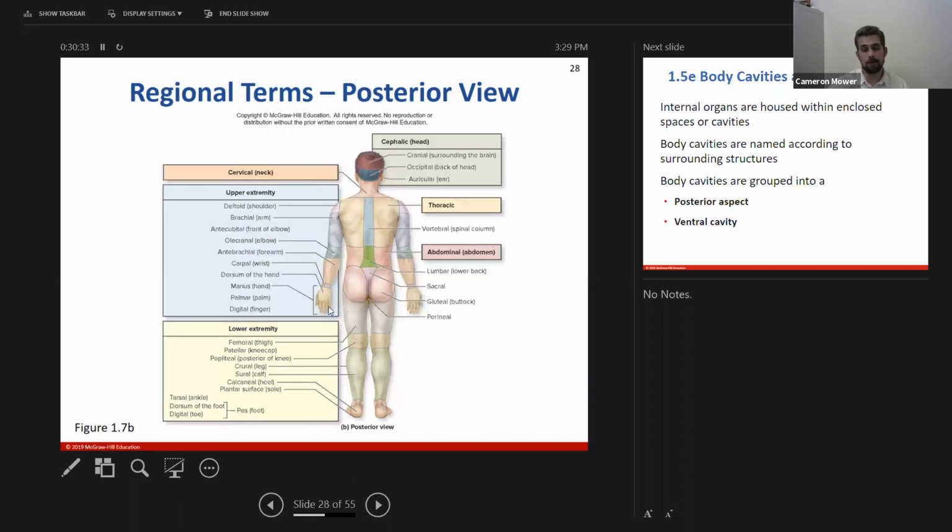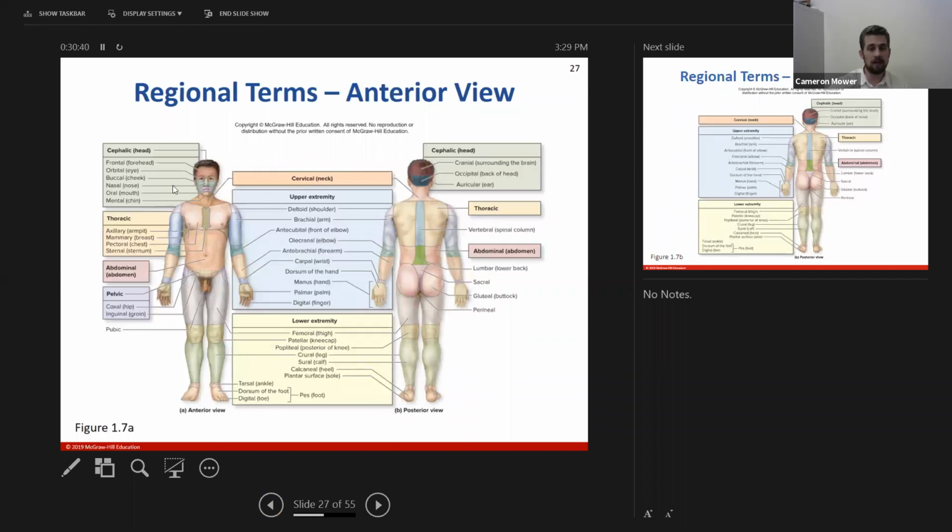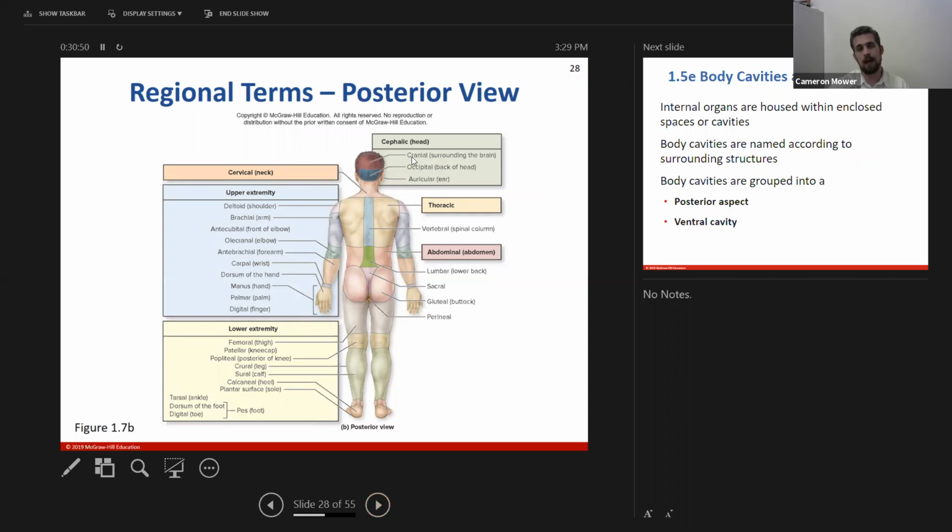So then a posterior view, of course, you've got some other stuff. And so that's another thing to keep in mind: in my cephalic region, I'm going to have all of these, right? Your frontal, orbital, buccal, nasal, oral, and mental, but that's on the anterior. On the posterior view, I'm going to have cranial, occipital, and auricular regions. And so they change depending on where you are in relation to the body.